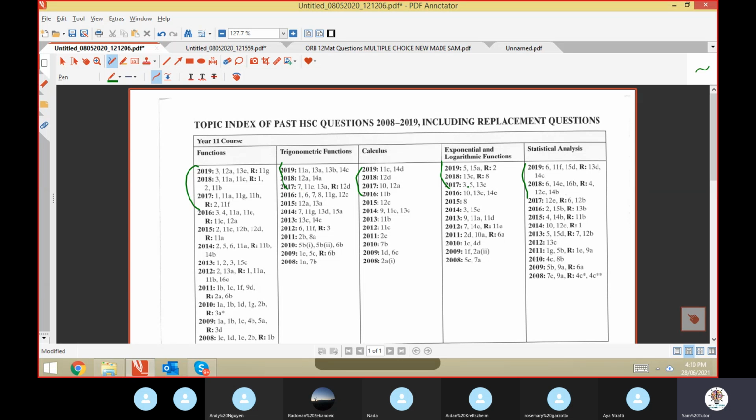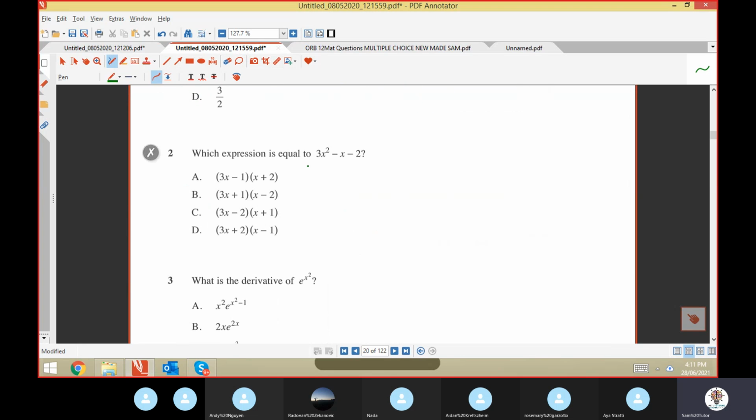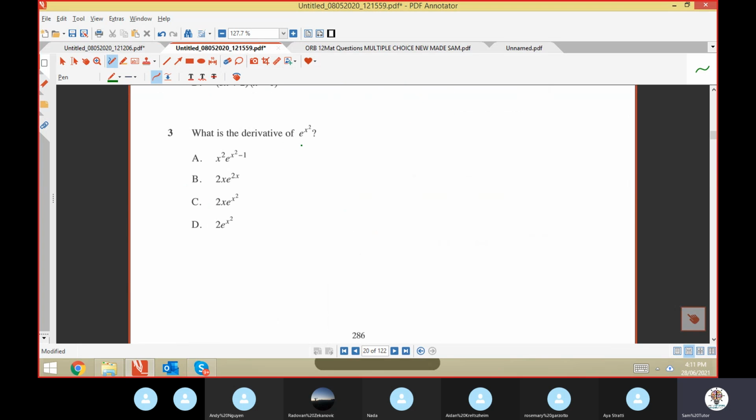2017, question 3 and 5, exponentials and log functions. All right. What is the derivative of e to the x squared? Okay, answer is quite simply 2x e to the x squared. We agree with that. 2x, differentiate the power, and then leave the exponential the same. Easy.